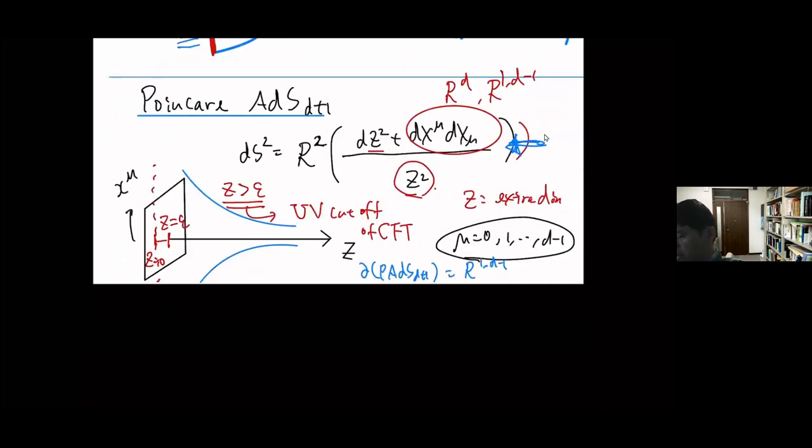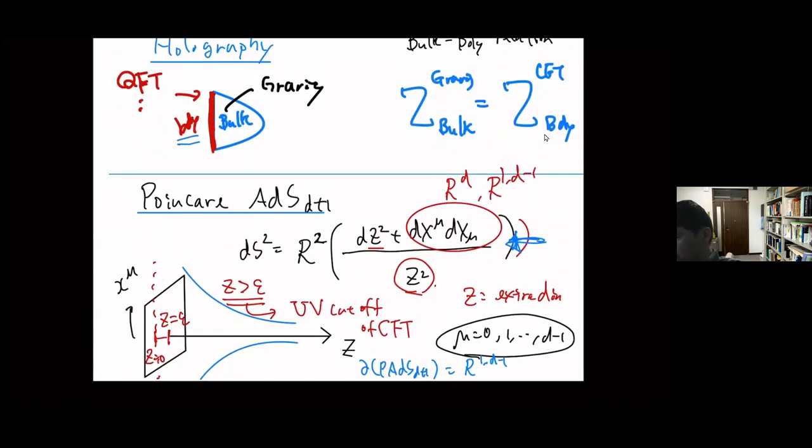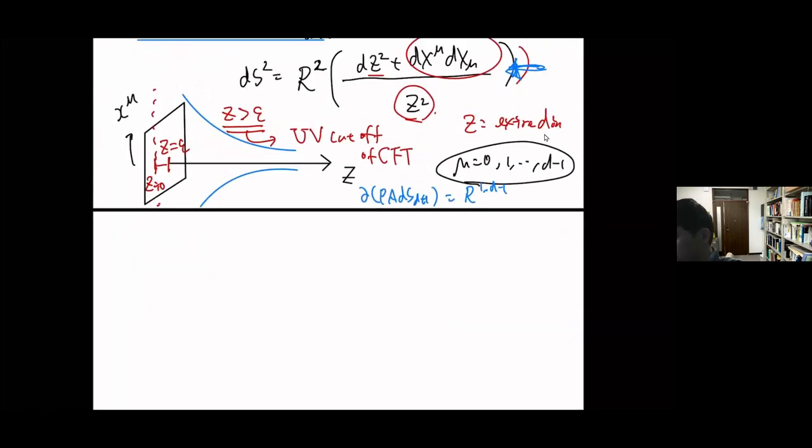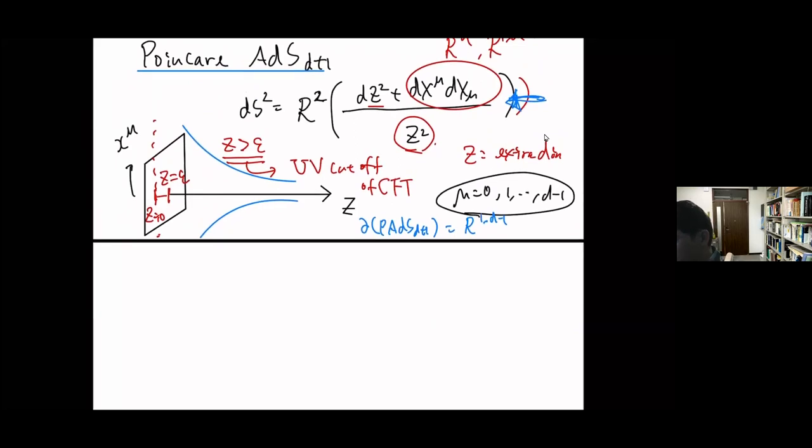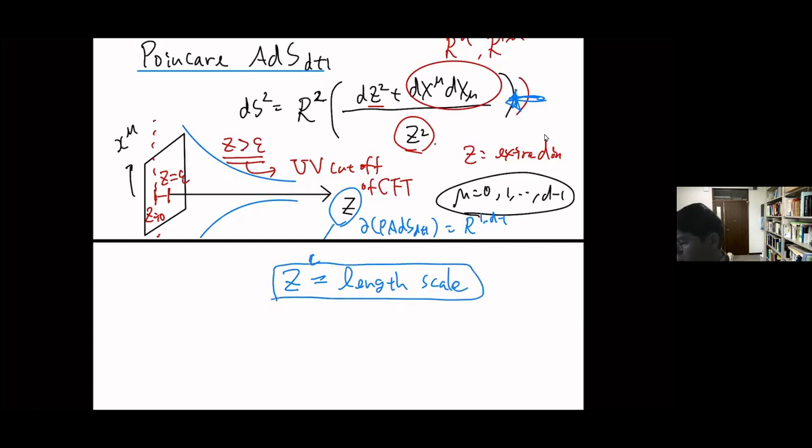One more comment, an important point: as we already mentioned, this epsilon is a UV cutoff, and this Z plays the role of a length scale in the sense of the renormalization group. This is a very basic interpretation of AdS/CFT.